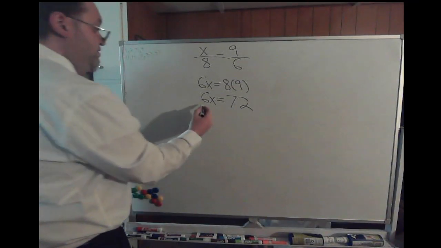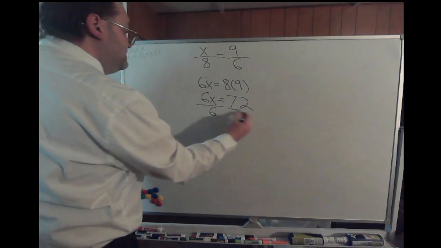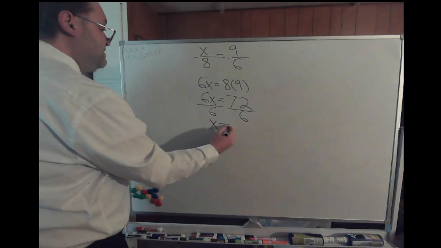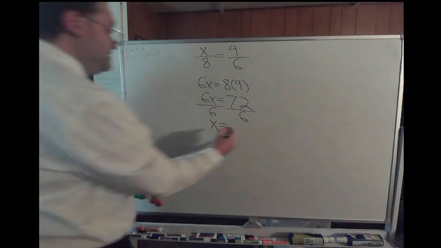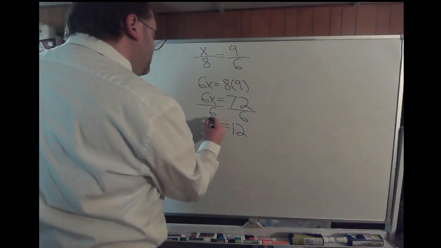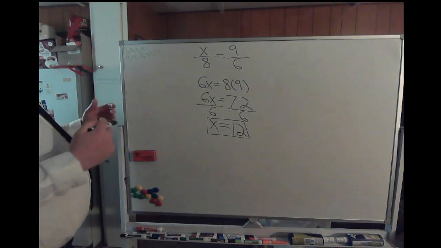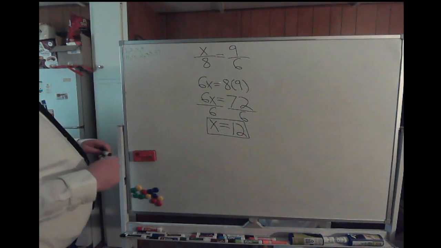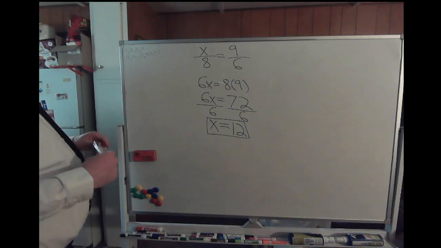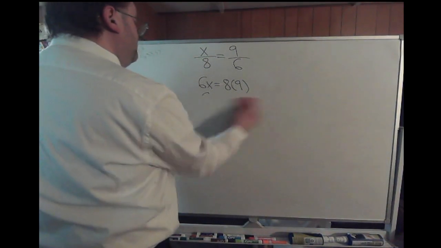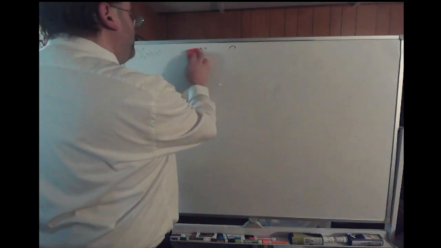Now all you got to do to find x, divide both sides by 6. 6x divided by 6, that's just x. 72 divided by 6, well, that's going to be 12. So the answer is x would be 12. And if you plug it into the proportion, that's exactly what you would get. They would be proportional. Alright, I got a few more. I got 3 more problems.